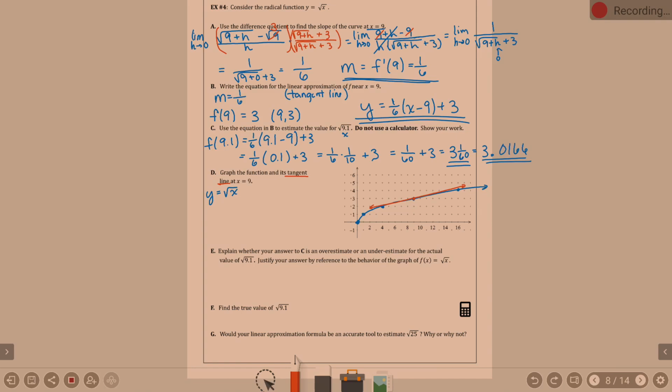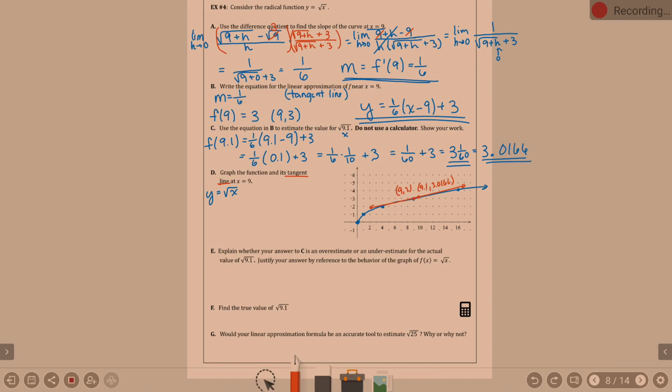Okay. Now, based on this information, explain whether your answer to C, so that f of 9.1, is an overestimate or an underestimate for the actual value of the square root of 9.1. Justify your answer by reference to the behavior of the graph of f of x equals square root of x. So 9.1, we would use the tangent line, yes? So you've got here this point of 9, 3 that we know, and then we came up with the point of 9.1, that 3.0166, right? And I know that's not exactly right, but we talked about this previously one time.